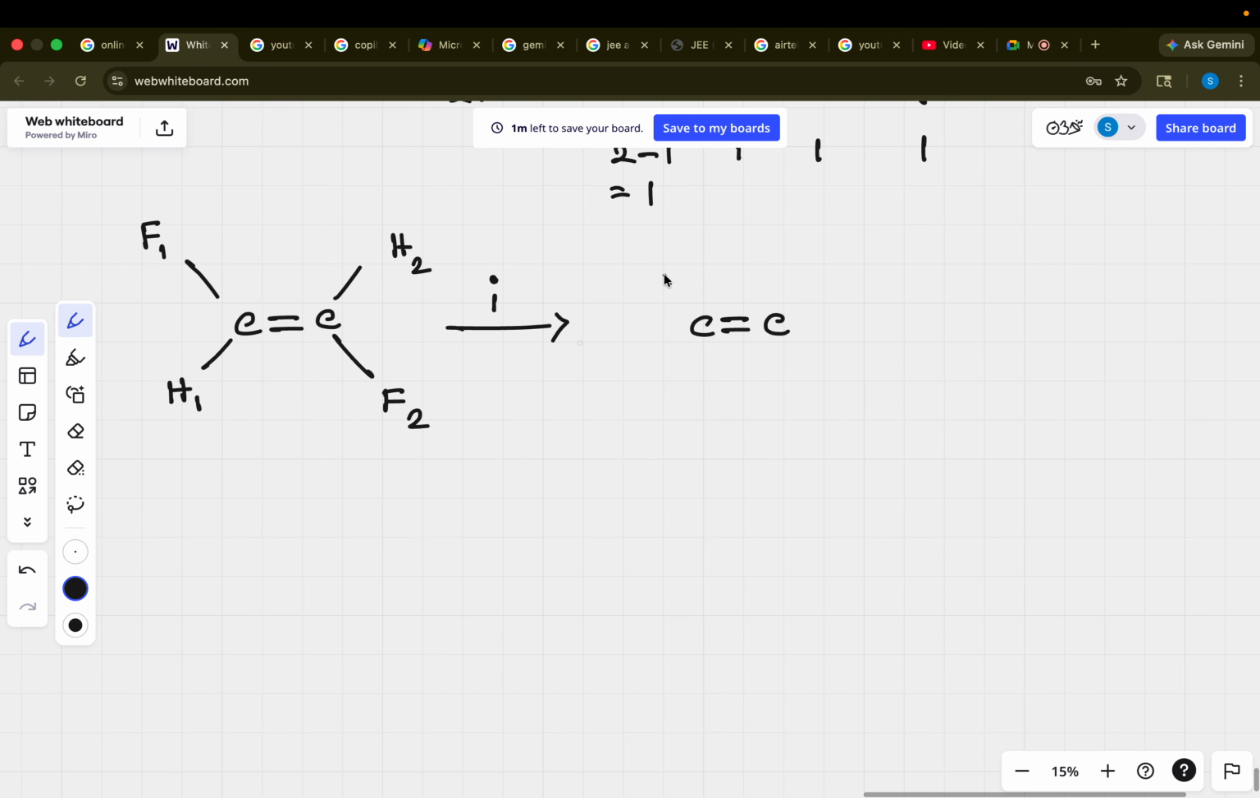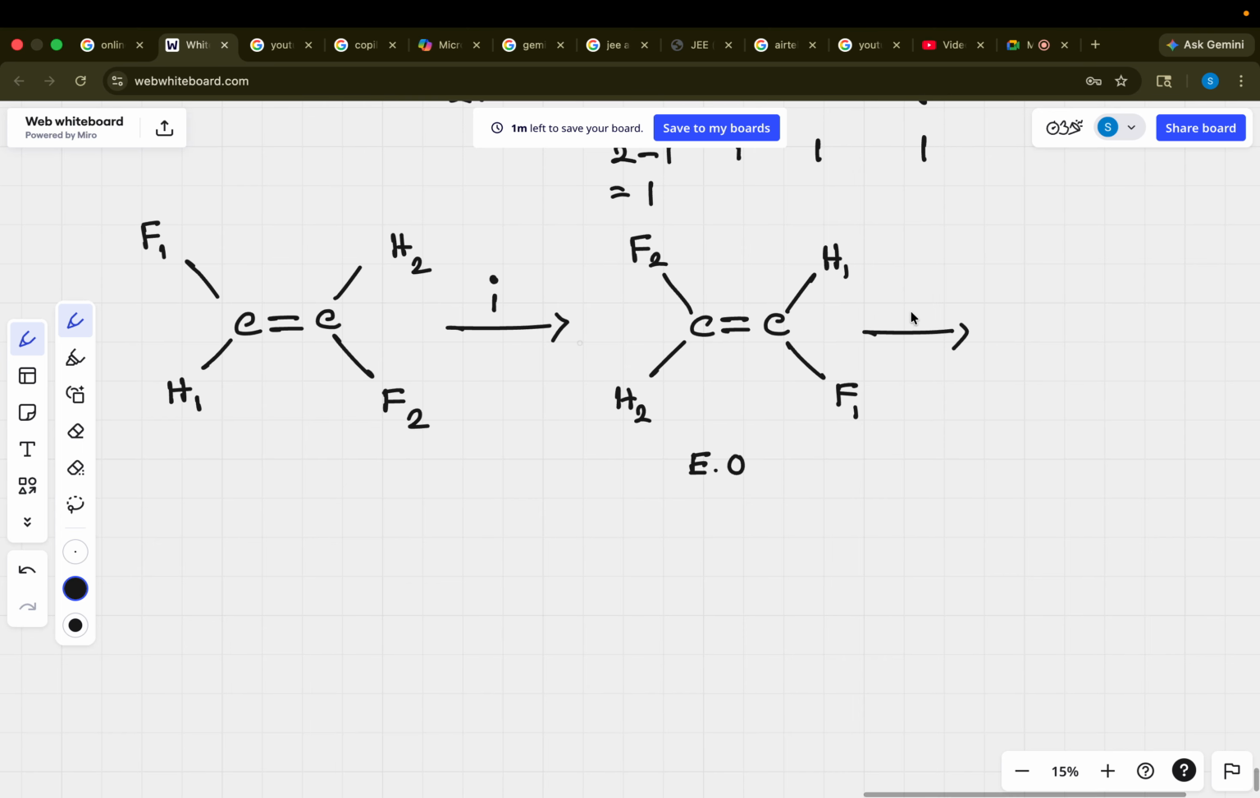So carbon carbon double bond is there. Okay, so what will I get? F2 will be here, F1 will be here, H1 will be here, and H2 will be here. Okay, so if you apply that, you will get this. Now this is basically your equivalent orientation. This is your equivalent orientation.